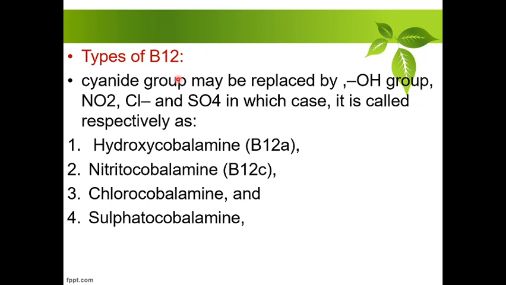Types of B12: the cyanide group may be replaced. Instead of cyanide there can be OH, NO2, chloride, SO4. If there is an OH group, it is called hydroxycobalamin, then nitrocobalamin, chlorocobalamin, sulfatocobalamin. Okay. So there are so many cobalamins depending upon the groups attached to the cobalt.